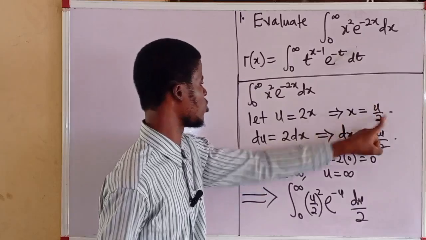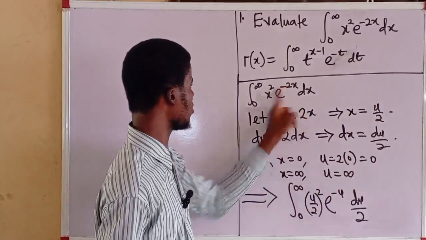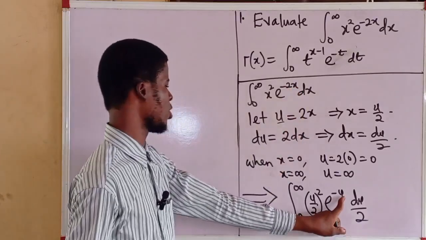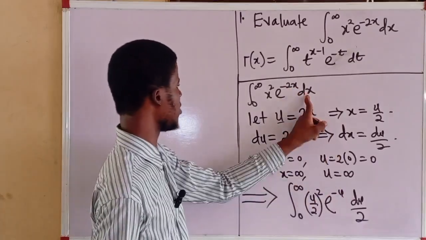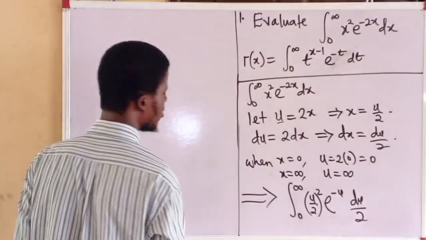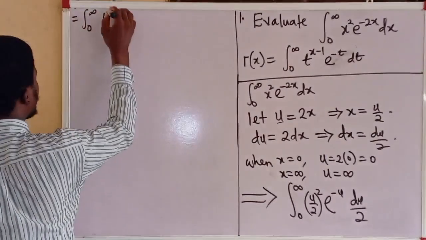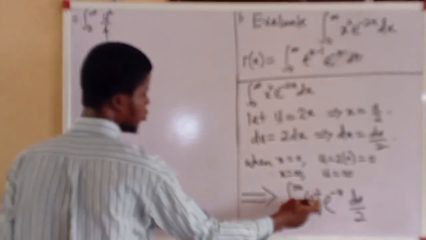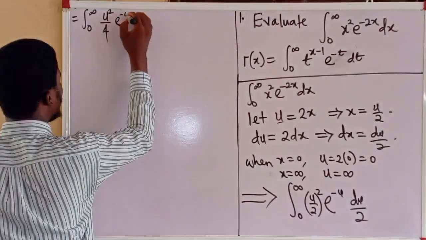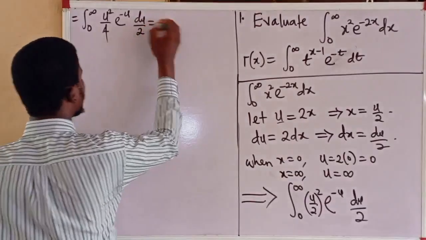x is u over 2, then all squared, times e to the power of minus, recall, we said that the entire 2x here is what? Is u. So to the power of minus u, then the dx is equal to what? du over 2. That's what we have here. So let's simplify this. We have the integral from 0 to infinity of u squared upon 4. This is u squared, 2 squared, which is u squared over 4, times e to the power of minus u, all right, into what? du all over 2.